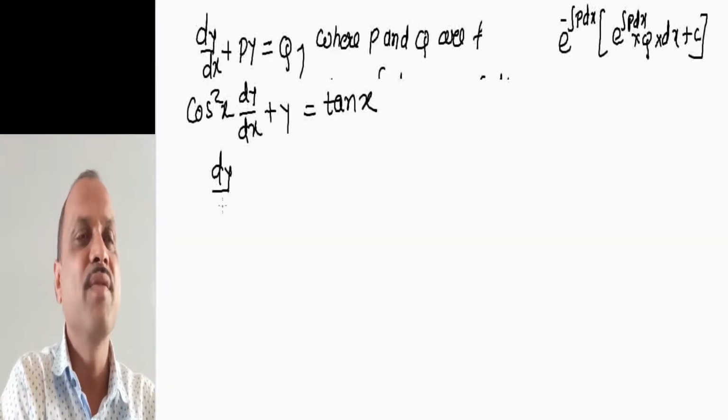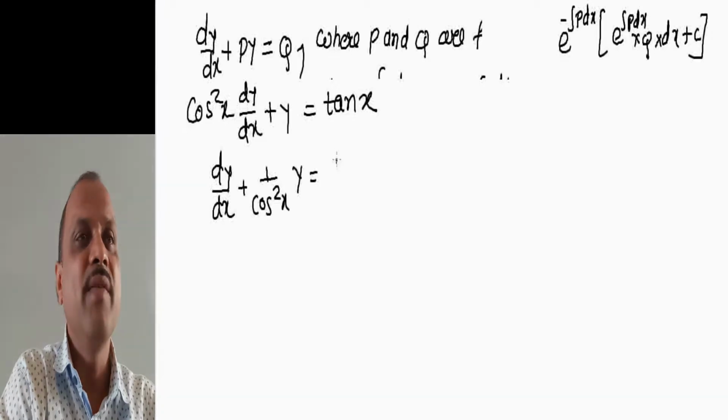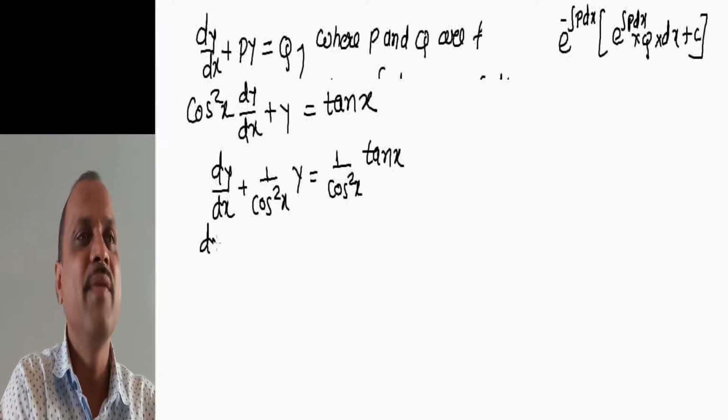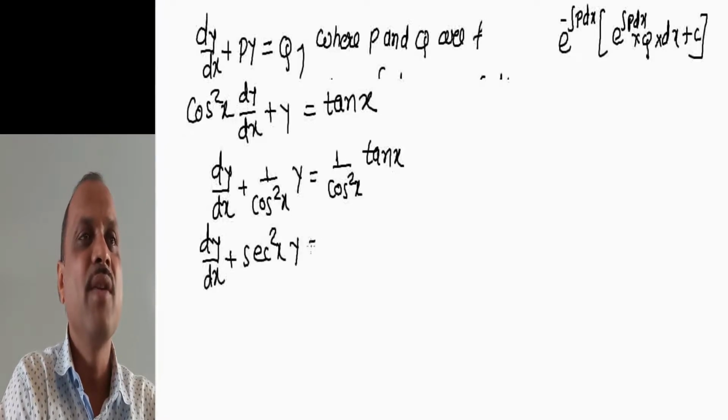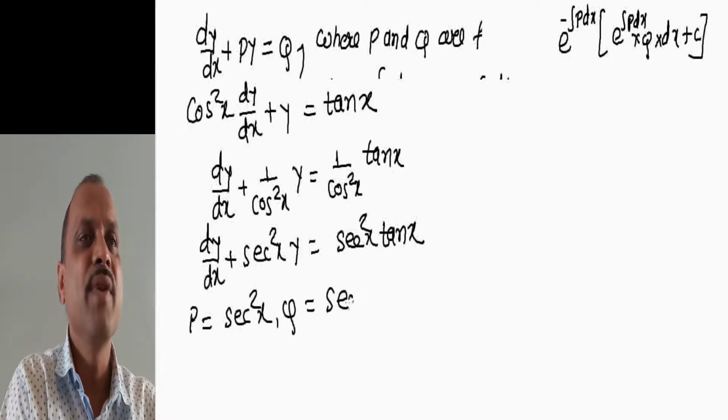Dividing by cos square x, we get dy by dx plus 1 divided by cos square x into y equal to 1 divided by cos square x into tan x. What is 1 divided by cos square x? We have dy by dx plus sec square x into y equal to sec square x into tan x. So let us compare. What is p? P equals sec square x. What is q? Q equals sec square x into tan x, right?